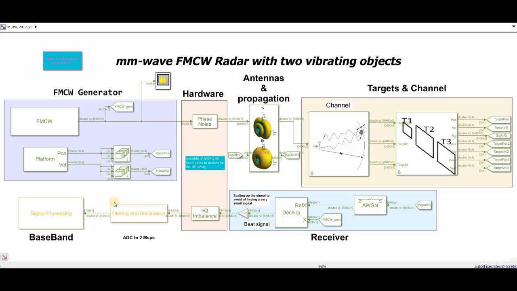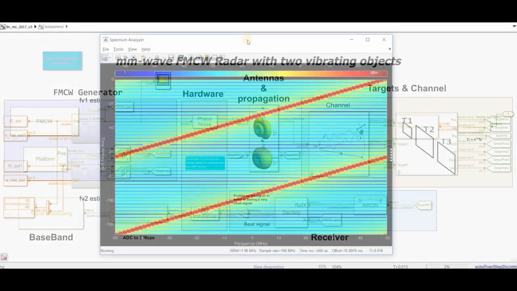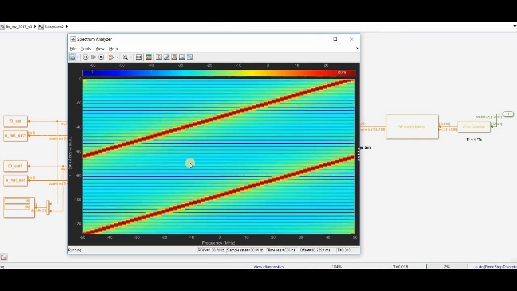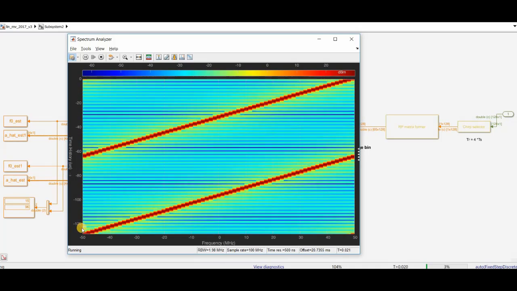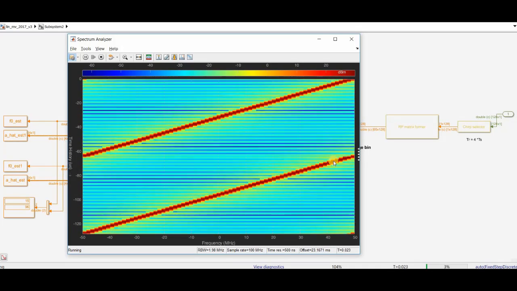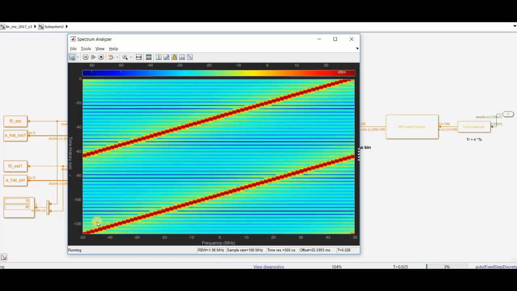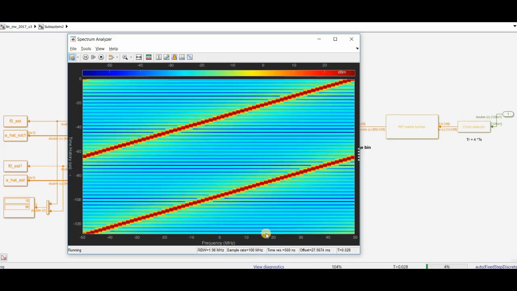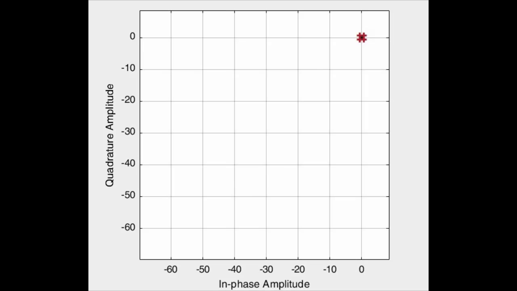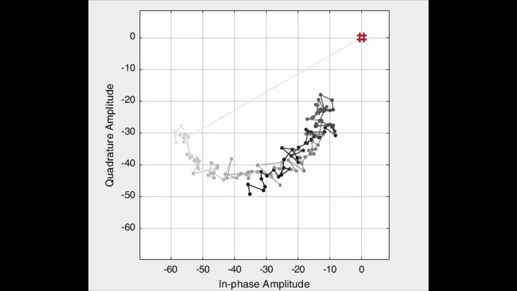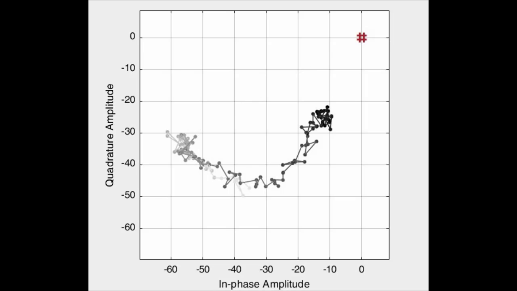Now let us run the model to see the signal attributes at different points. Look at the spectrogram of the FMCW generator output. You can see that the chirp duration is exactly 64 microseconds with a bandwidth of 100 megahertz. After selecting the desired range, we can plot the complex samples on a complex plane.